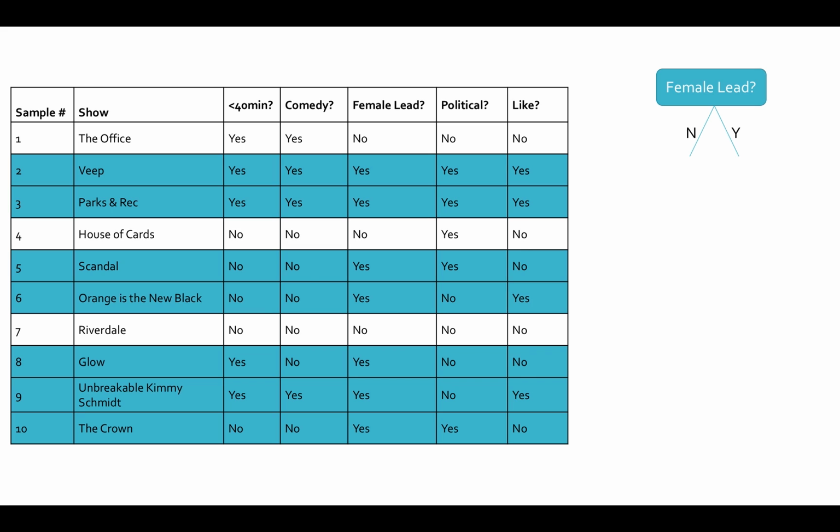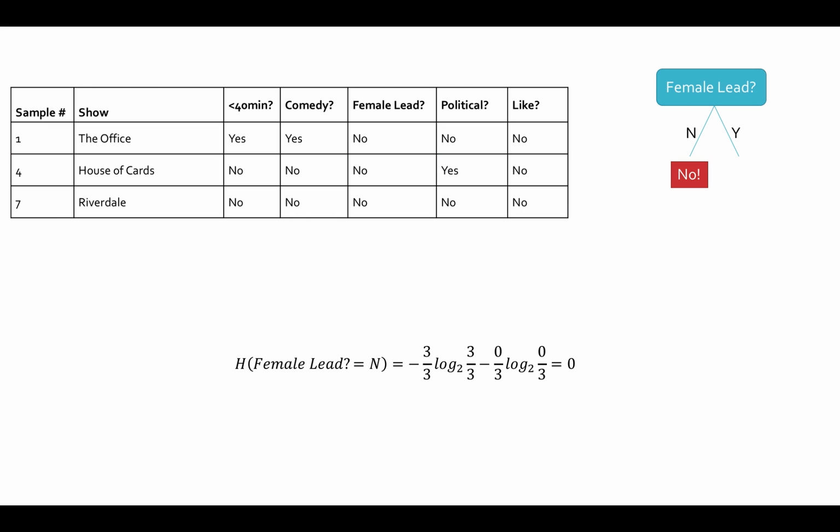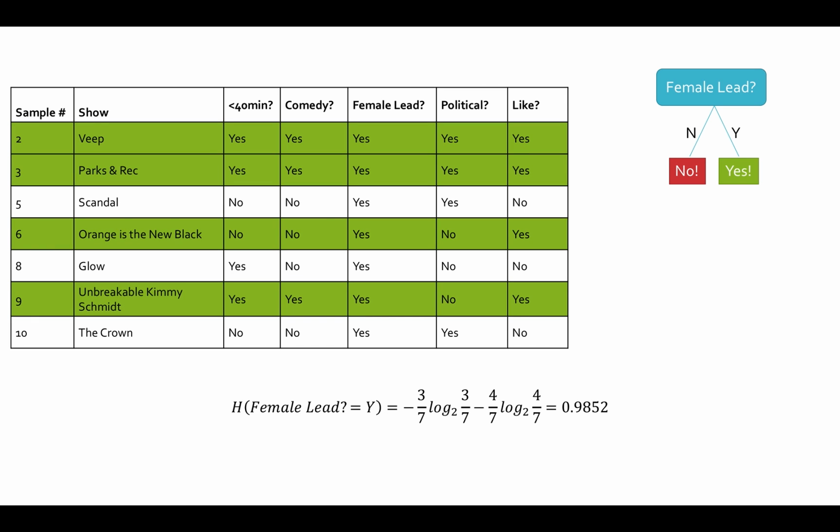Moving on to the next feature, which is female lead. All of the samples in blue have a female lead value of yes. If we look at no first, we see that all of them have a label of no, and this gives us an entropy of 0 on this set. On the right-hand side, when female lead equals yes, we see that 4 out of 7 samples have a label of yes, and 3 out of 7 samples have a label of no. This gives us an entropy of 0.98.